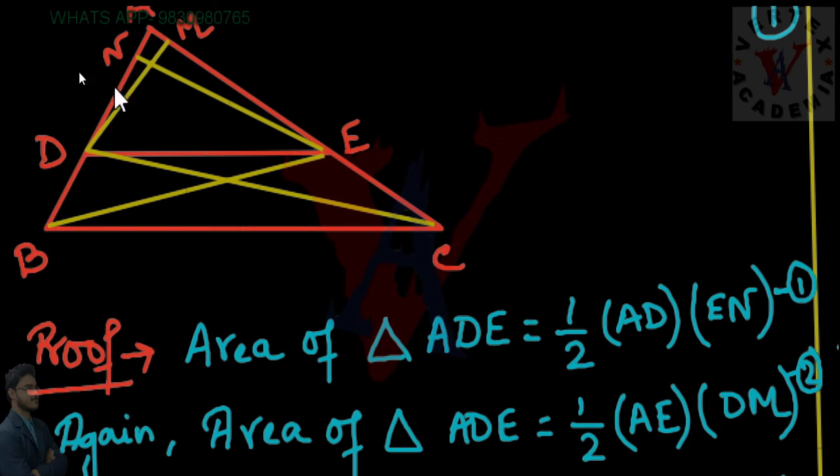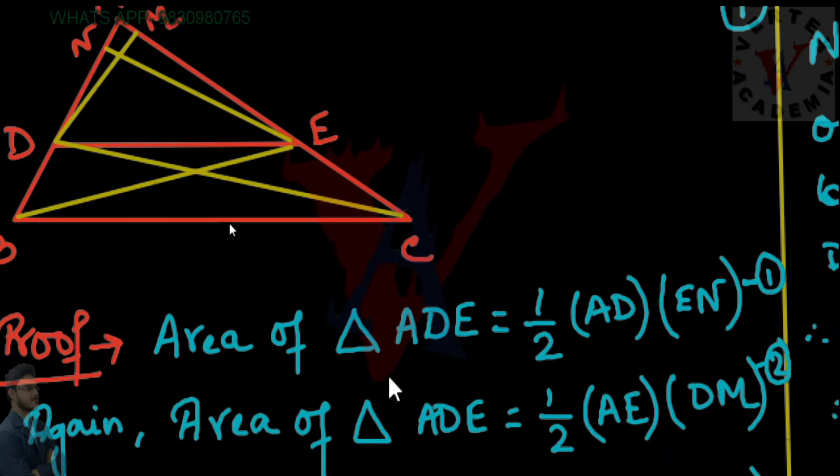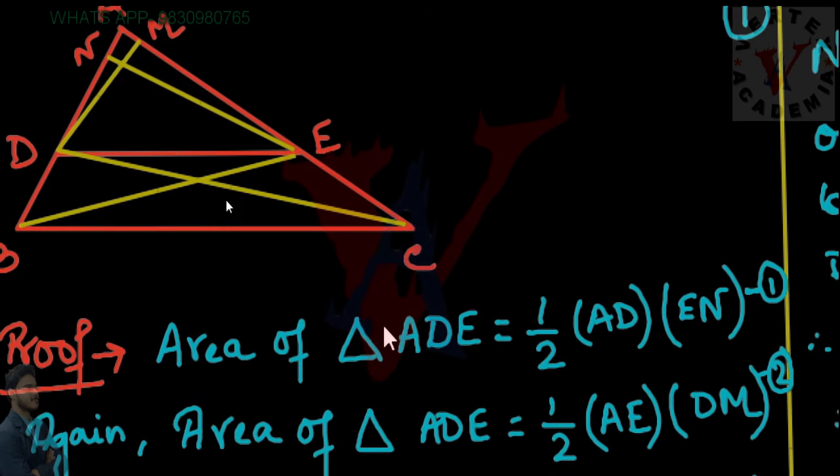Now again in the same triangle ADE, if we consider AE as the base, and by construction we have drawn DM perpendicular to AE, so we can write again the area of the same triangle ADE as half into base into height. AE is the base and height is DM, so half into AE into DM.